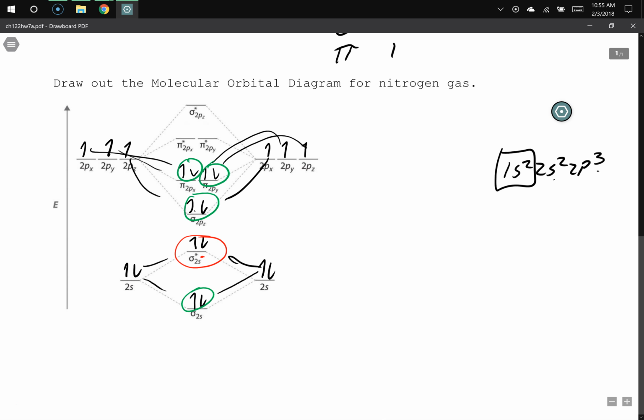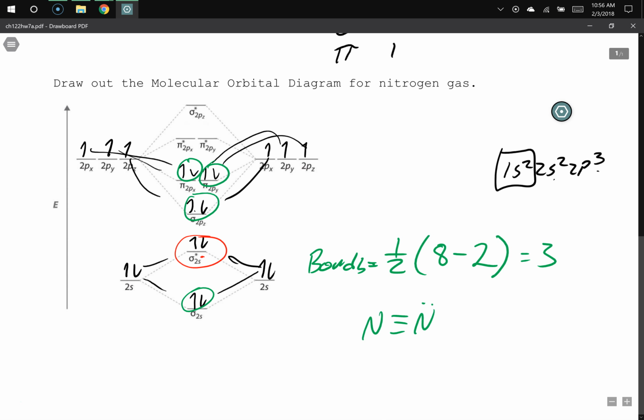The equation for the number of bonds is 1/2 of the bonding electrons, in this case 8, minus the anti-bonding electrons, in this case 2. And so we end up with 3. So nitrogen should make 3 bonds, and nitrogen does make 3 bonds when it's N2. That's the Lewis structure. Thanks.